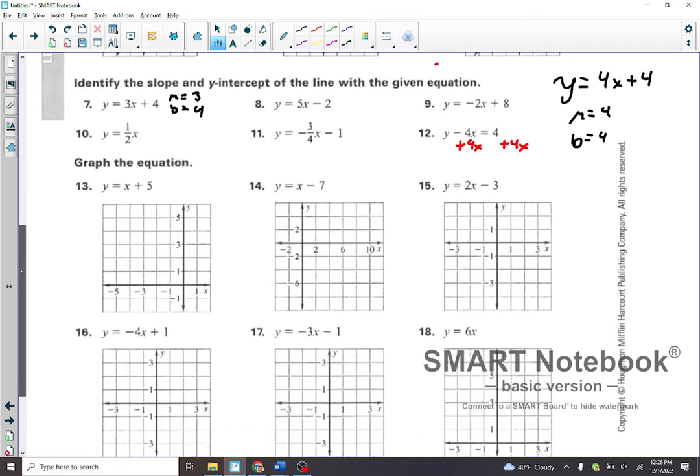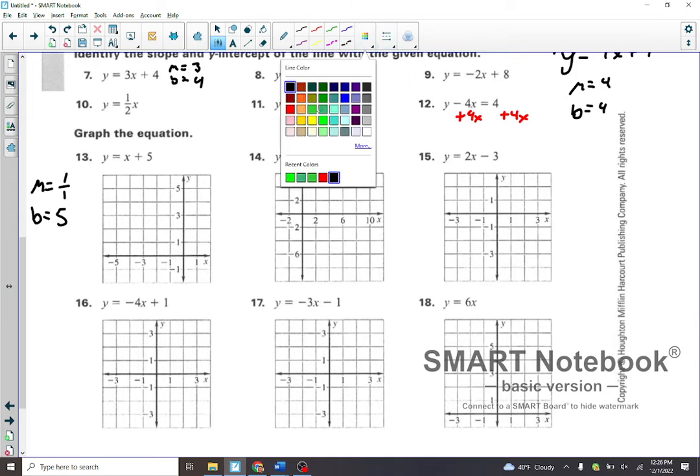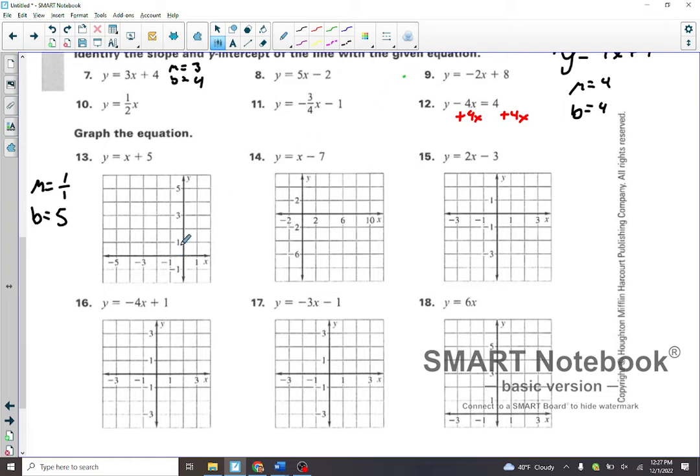All right. Number 13, y equals x plus 5. In this case, I want to identify my slope, which is 1/1. I want to identify my b, which is positive 5. So I start off on my starting point. The starting point is at the y-axis of 5. Remember, start on the y-axis. Typically, someone always makes the mistake and starts on the x. Don't forget, start on the y.